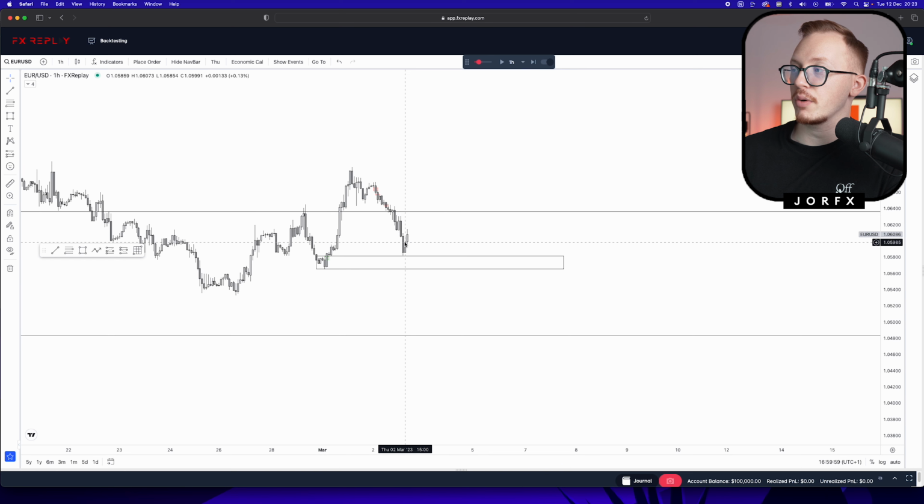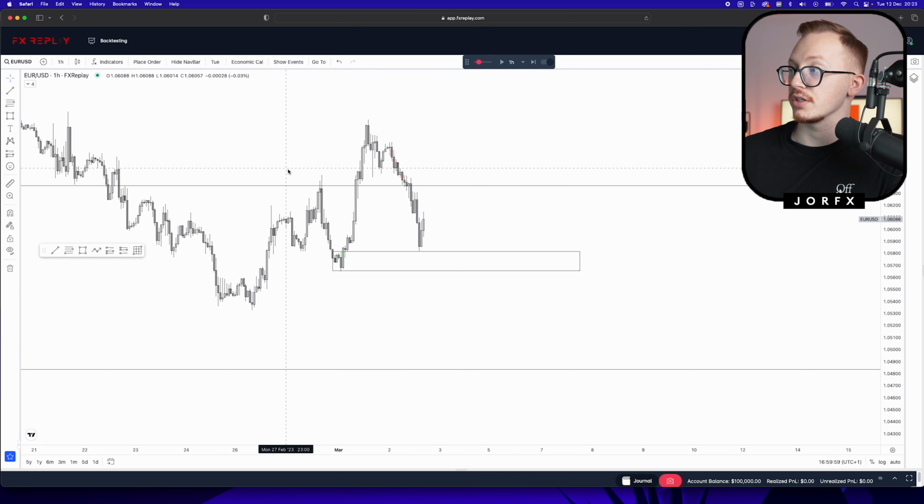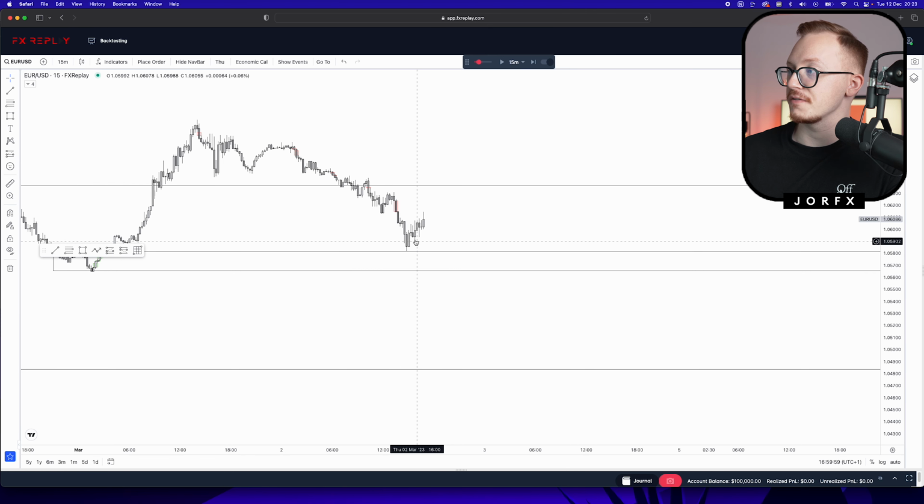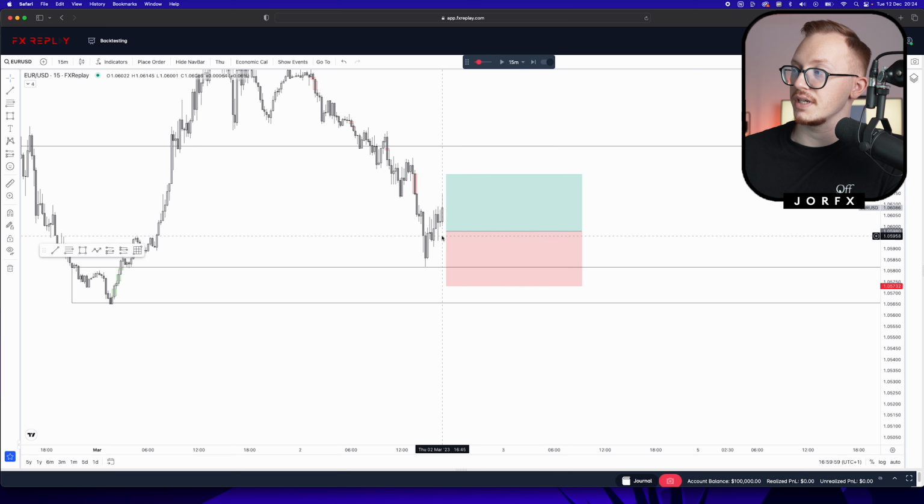So price came to that 1 hour block. We did have a good reaction off it on the 1 hour. I was maybe a little bit too fast. I should have acted on the 15. So I'm going to be putting my entry right here. This is quite a nice 15-minute consolidation zone.